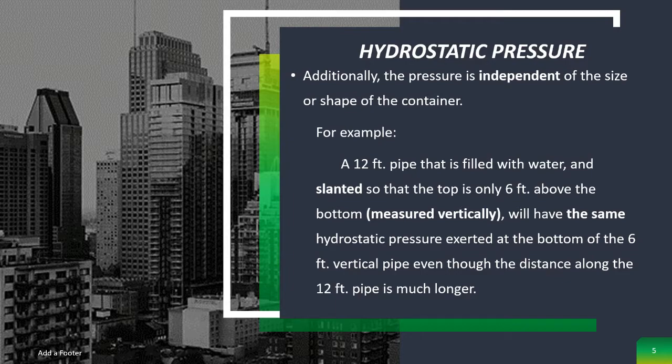Additionally, the pressure is independent of the size or shape of the container. For example, a 12-feet pipe that is filled with water and is slanted so that the top is only 6 feet above the bottom, measured vertically, will have the same hydrostatic pressure exerted at the bottom of the 6-feet vertical pipe even though the distance along the 12-feet pipe is much longer.